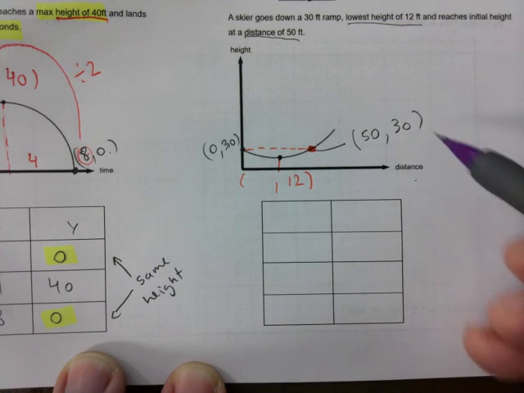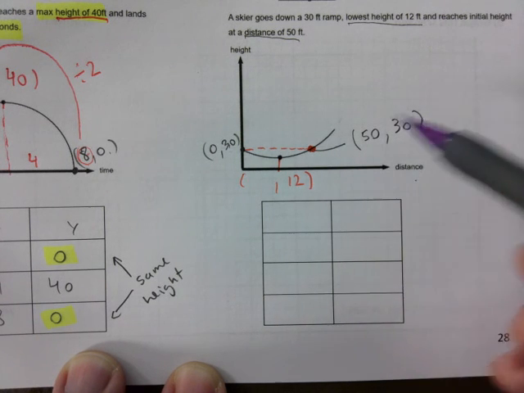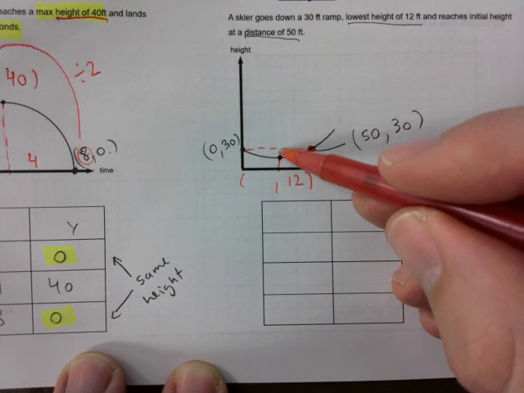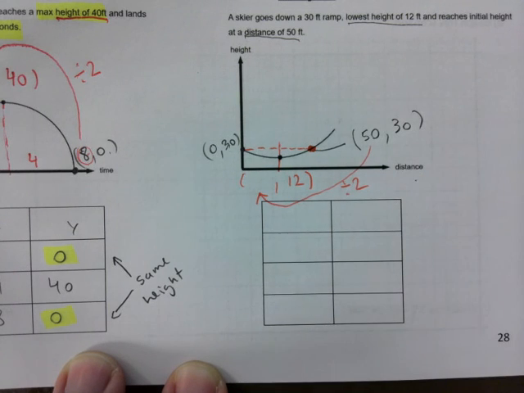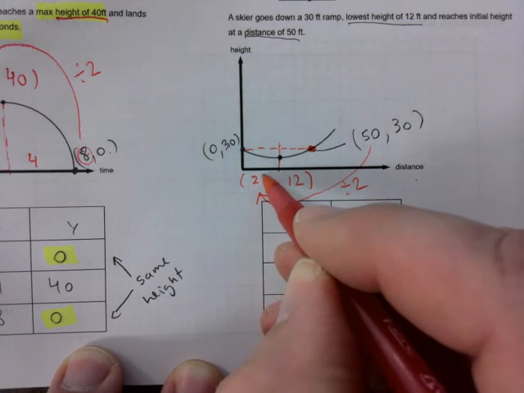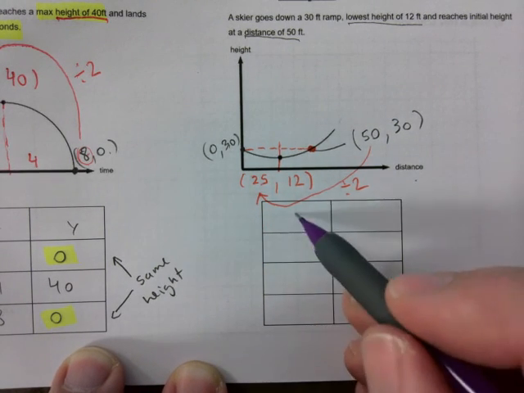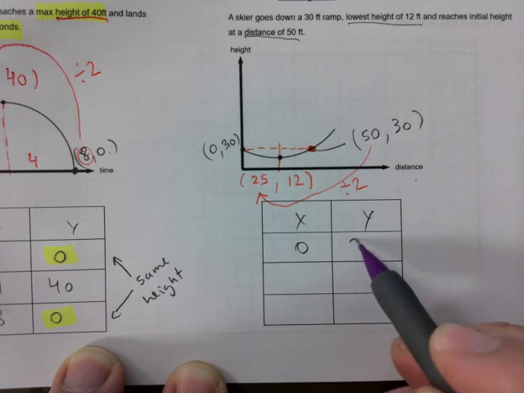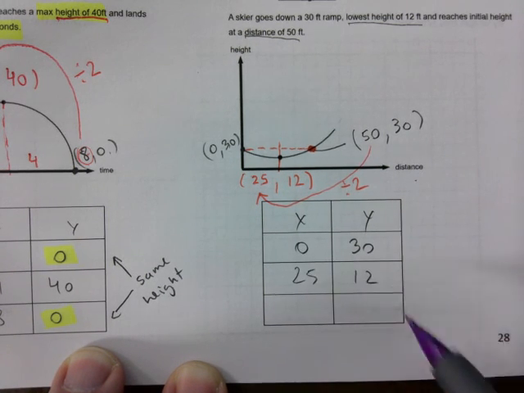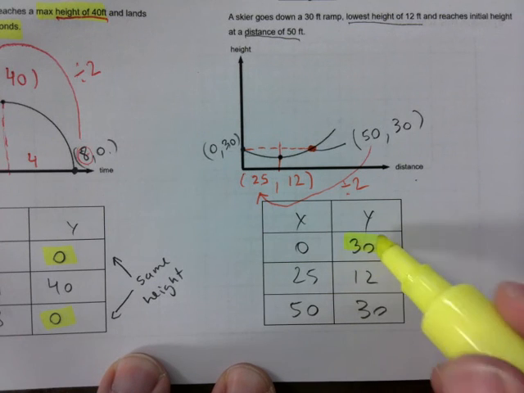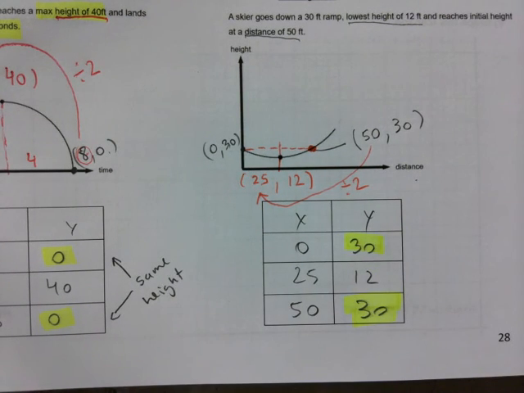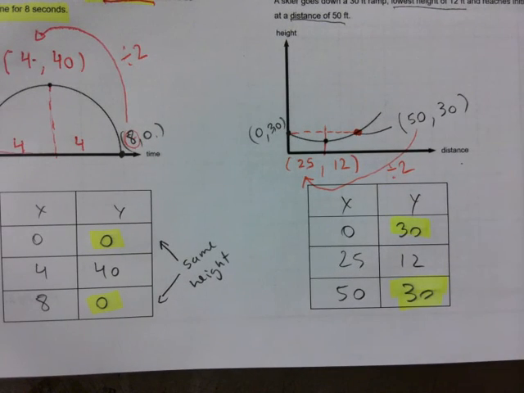Because you're where you started, right? That's the point across. So to get the x value, that would cut this in half, you just need to divide this by 2. My apologies, I didn't leave you a whole lot of room there. So that'll be 25. So for your x and y, you have 0, 30, 25, 12, and 50, 30. Emphasis on the 30s. Okay.